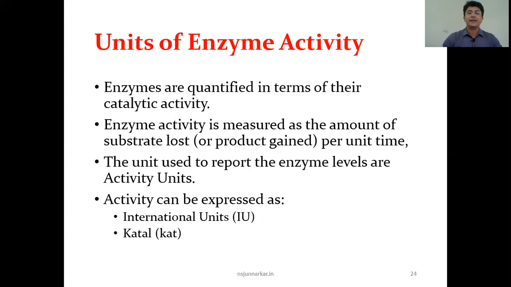Units of enzyme activity. Enzymes are quantified in terms of their catalytic activity. Enzyme activity is measured as the amount of substrate lost or product gained per unit time. So either you can monitor the disappearance of substrate or the appearance of product. The units used to report the enzyme levels are activity units. This activity can be expressed as international units or katal.